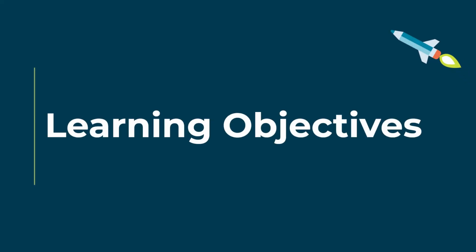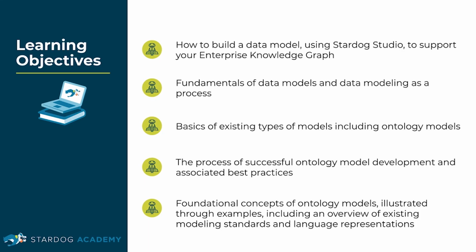That concludes the Stardog Academy training on modeling, building a data model for your enterprise knowledge graph, where we reviewed how to build a data model using Stardog Studio to support your enterprise knowledge graph, fundamentals of data models and data modeling as a process, basics of existing types of models including ontology models, the process of successful ontology model development and associated best practices, foundational concepts of ontology models illustrated through examples, including an overview of existing modeling standards and language representation.